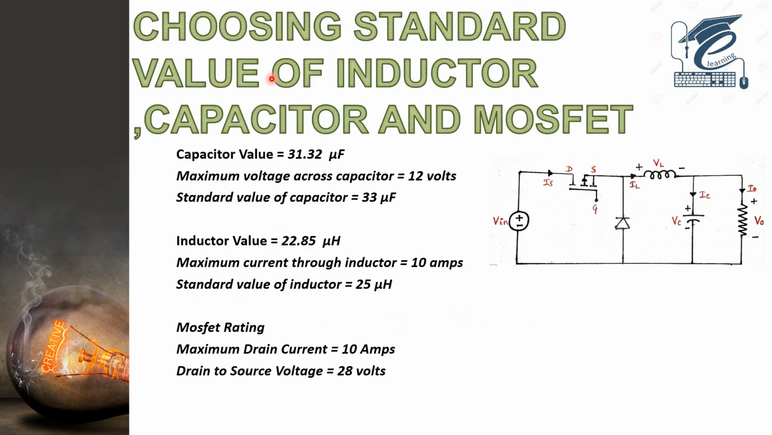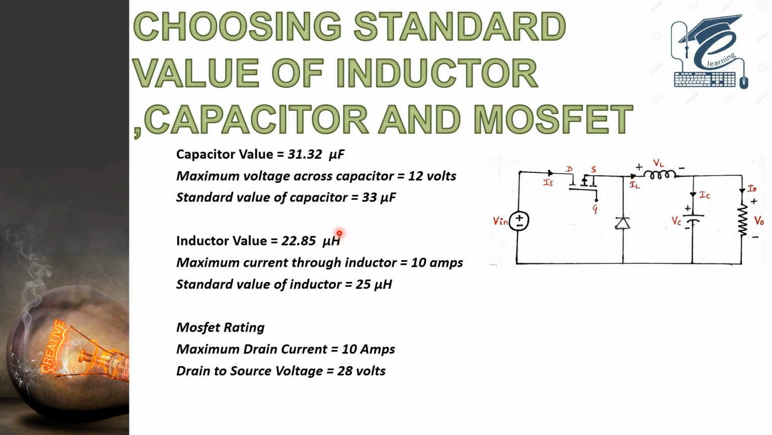Now, how to choose the standard values of inductor, capacitor and MOSFET. We have already calculated the capacitor value as 31.32 microfarad. In this circuit, the capacitor is in parallel with the load resistance. The maximum output voltage is 12 volts, so the same voltage appears across the capacitor. So the maximum voltage rating of the capacitor we can take as 12 volts. We will search and get 33 microfarad as the standard value. I'll tell you how to check this.